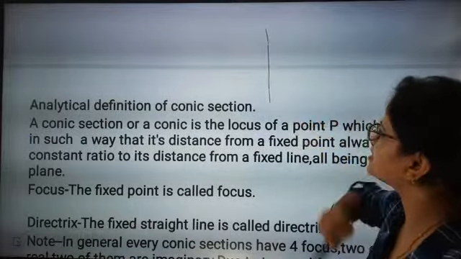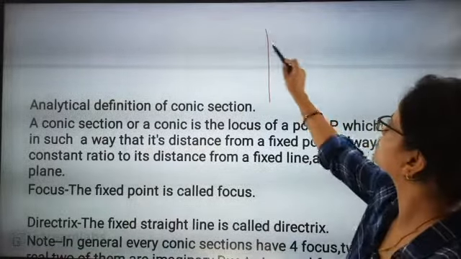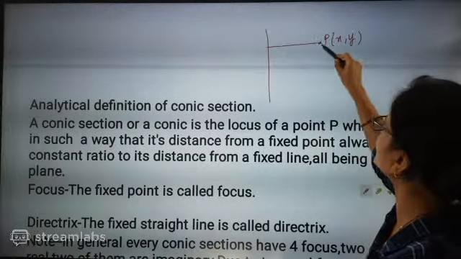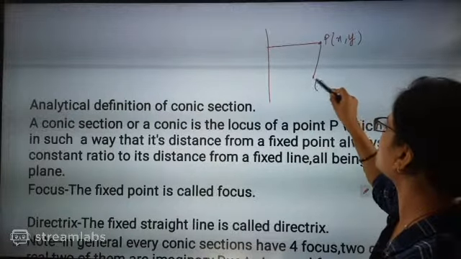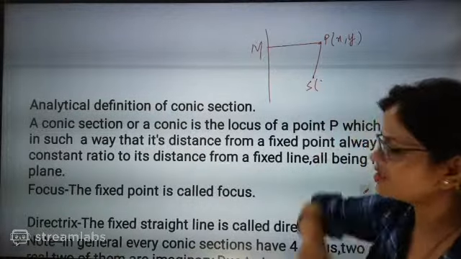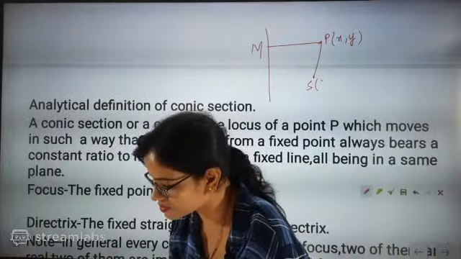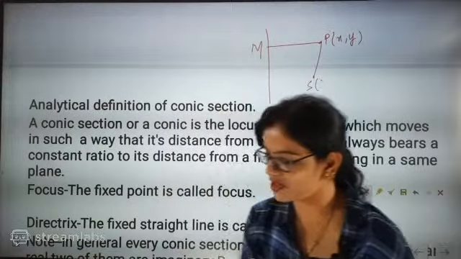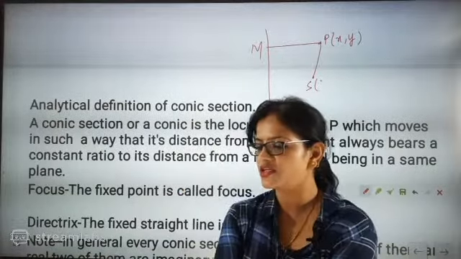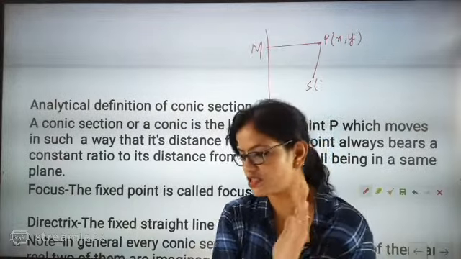One fixed line is there, called the directrix. This is the arbitrary point. It will move in such a way that it will always bear a constant ratio. For a parabola, it is going to be 1. Yes, both of you are absolutely correct. It will always bear a constant ratio.